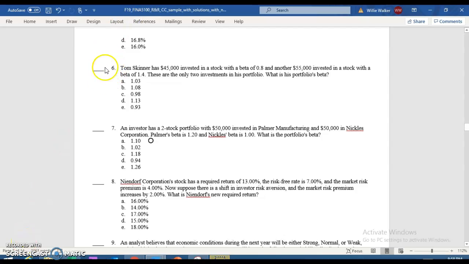Here we go with problem 6. Tom Skinner. Well, first let's figure out what we're trying to find. What is the portfolio's beta? Okay, I know I'm trying to find portfolio beta.